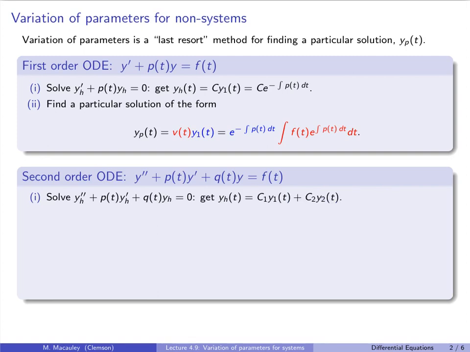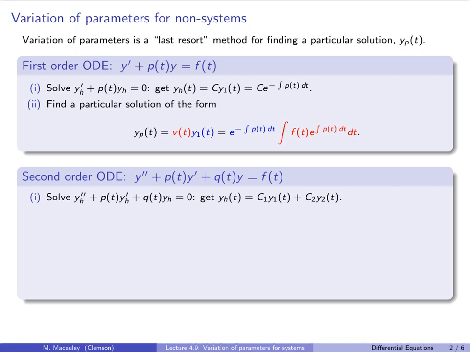Since this is a second order ODE, we get a two-parameter family of solutions, that is, of the form C1y1 plus C2y2. Now, solving the homogeneous equation is harder for second order ODEs because we can no longer separate variables. And sometimes we can't do it at all. So remember how this worked.